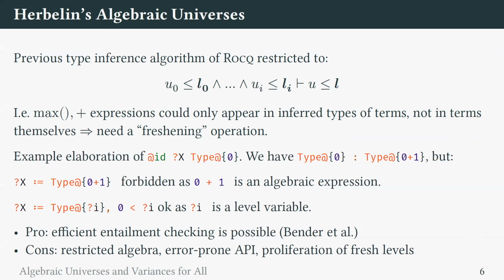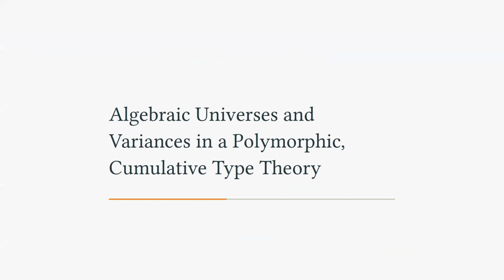So the pros for this system was that it was possible to do efficient entailment checking with a state-of-the-art algorithm by Bender and Tardos. The problem is that we have a restricted algebra, and a very error-prone API, so when users infer the type of some expression and want to put it in some application, for example when you're doing metaprogramming, that's something you do all the time, you have to remember to freshen your things and to add constraints. So that was very error-prone. And of course, it also generates a lot of fresh levels. Each time you have an algebraic expression, you need to hide it behind a fresh variable.